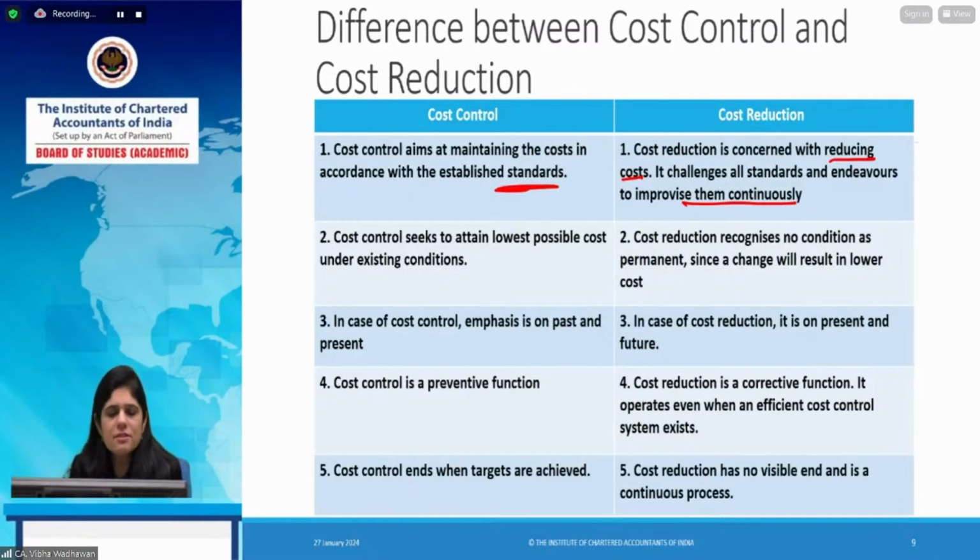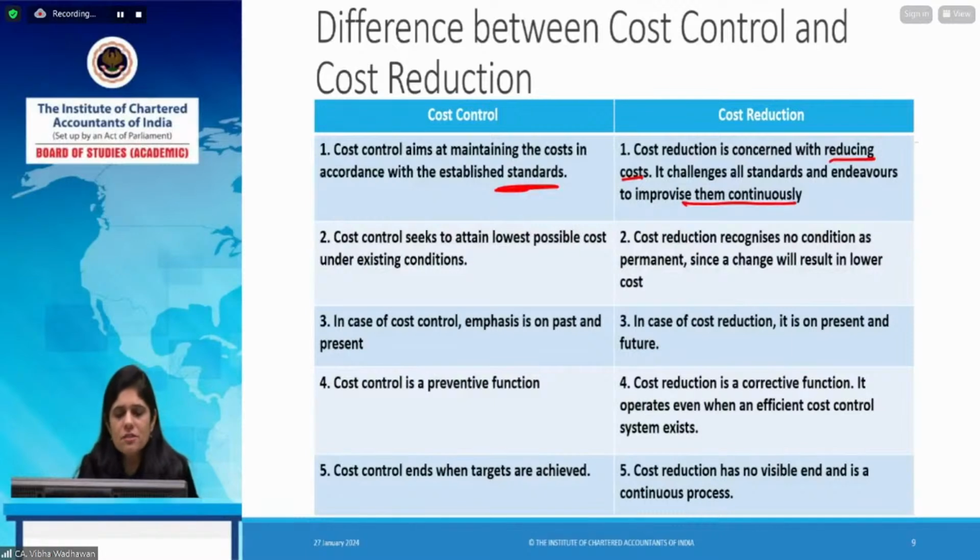Cost control seeks to attain the lowest possible cost under existing conditions. Existing conditions mean whatever is predetermined. So they try to achieve that predetermined standard cost. Cost reduction recognizes no condition is permanent, since a change will result in lower cost. So the cost reduction team never thinks, okay, now this is the minimum cost, it cannot be reduced further. No, they always think there is a scope to further lower the cost.